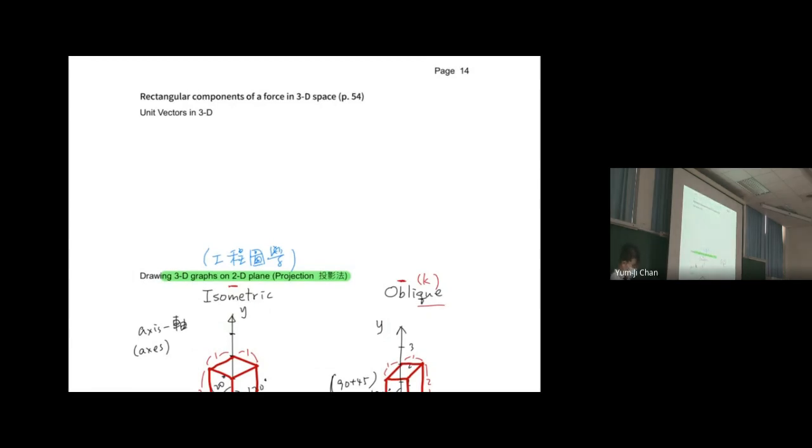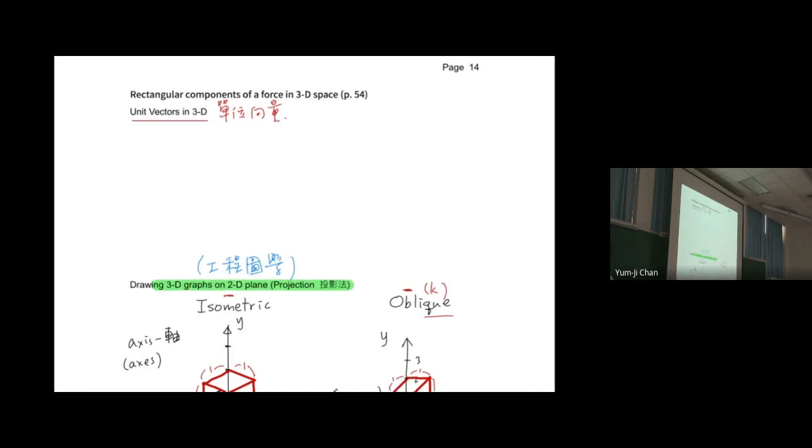So we go to unit vectors in 3D. What are unit vectors in Chinese? The length of those unit vectors is 1. So in 3D problems, of course, we have unit vectors in 3 directions.